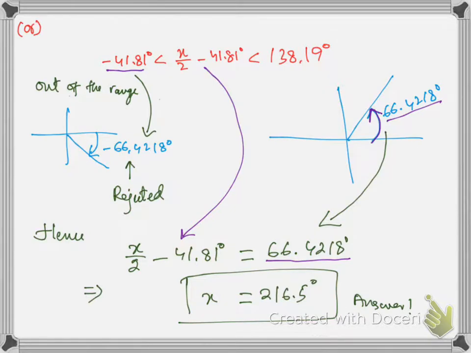When you work in clockwise direction, you will get minus 66.4218, which is outside this domain, so reject this answer. And when you work in anti-clockwise direction you will get only this answer. You cannot work in this quadrant because of the short range of this domain. Now when you list the answer, you must copy this thing here on the left side and get the value of x up to 1 decimal place. Make sure you write your answer up to 1 decimal place. This is the requirement of Cambridge.